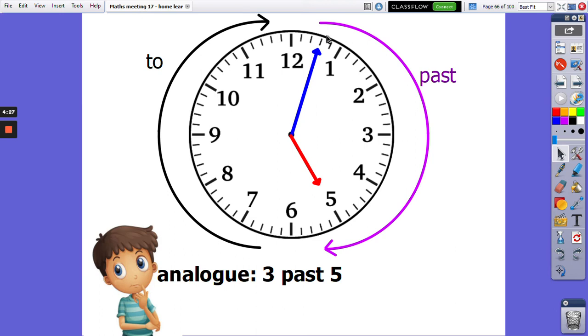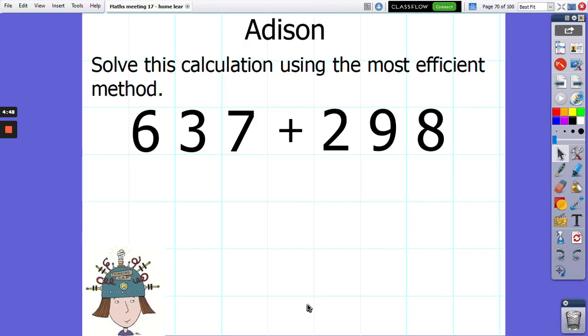Okay, how about digital time now? Well, we're still going past, so we're going past the 5. I've written it as 05 there, but you can write it just as 5. How many minutes past? 3 minutes past. Now this is important. Make sure you've written 03. You've got to have that 03 in our digital time there. Well done if you got those.